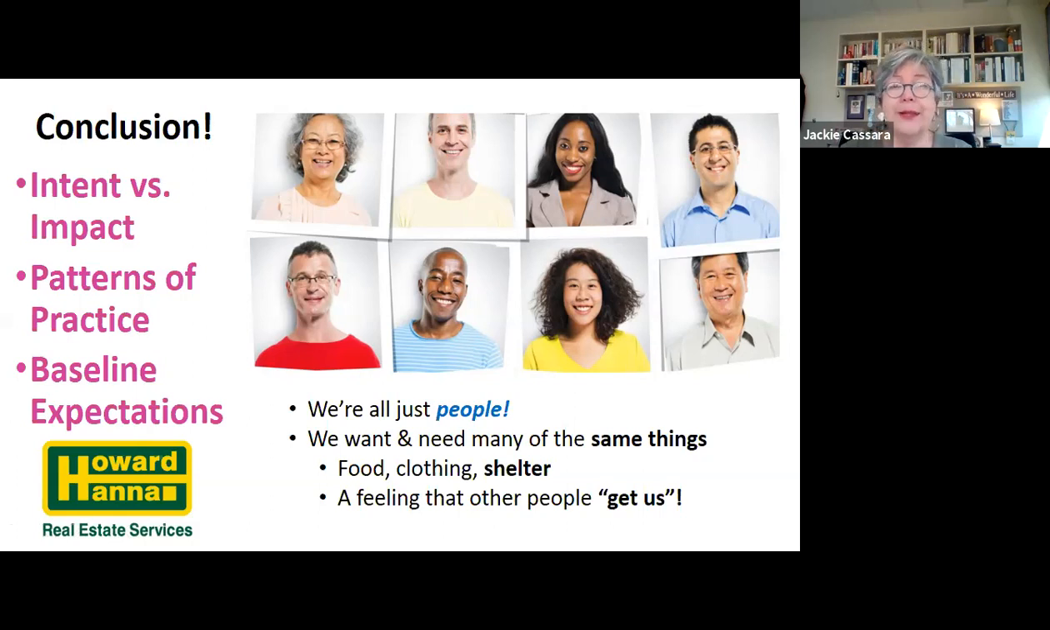And that's a really sacred obligation in my mind because we're the ones who do it. We're the gatekeepers. And we want that feeling that people get us. We want to feel that people honor us because they are aware of who we are and they respect us in our personhood. So I'm just going to take a quick look at the questions and answers that we had.